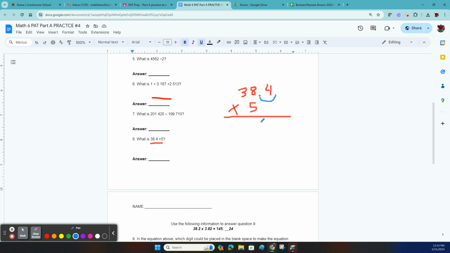5 times 4 is 20. And you bet I'll carry that 2. 5 times 8 is 40 plus 2 is 42. You bet I'll carry that 4. 5 times 3 is 15 plus 4 is 19. Cool. And my answer is 1,920. No, it is not. That is wrong, Lewis.